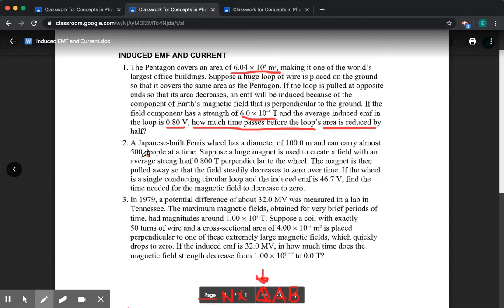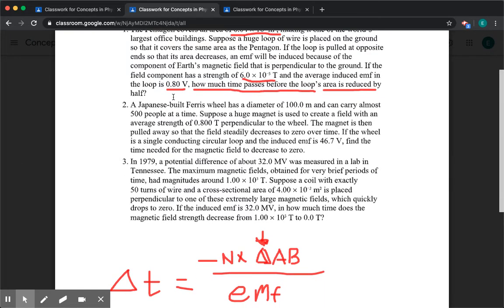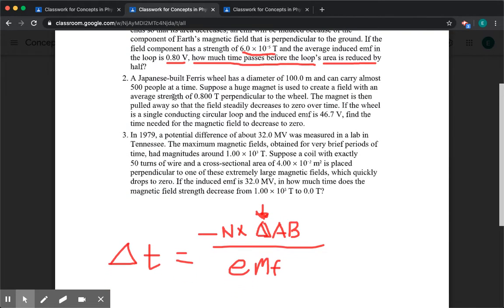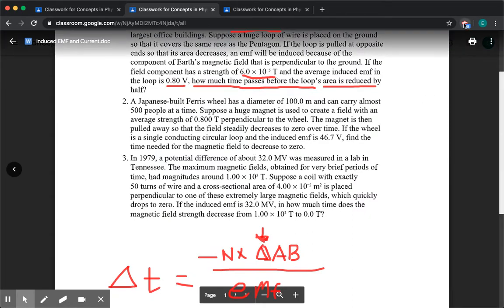What about N? Does it tell us how many loops we have? Suppose a huge loop of wire. If the loop is pulled at opposite ends, the average... So it does not tell us how many loops we have. So we need to figure out.